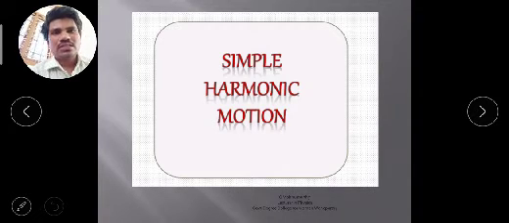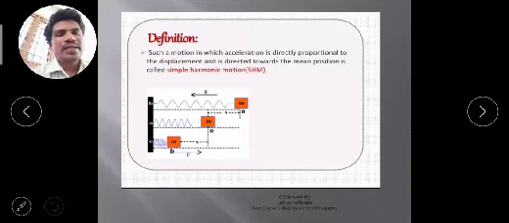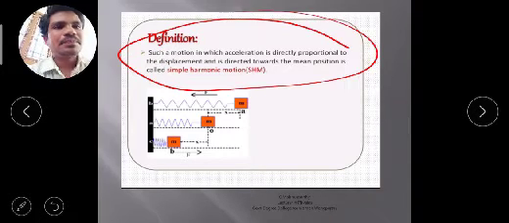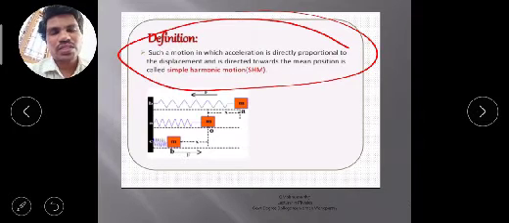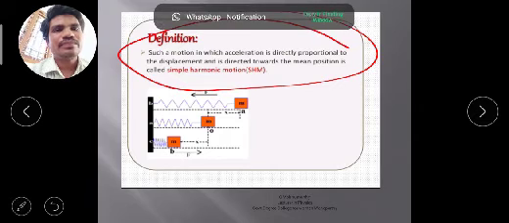We know that the definition of a wave is a disturbance in a medium. Simple harmonic motion is also a wave, but it has some special characteristics. The definition of simple harmonic motion is such a motion in which the acceleration is directly proportional to the displacement and is directed towards the mean position. It is denoted with SHM.